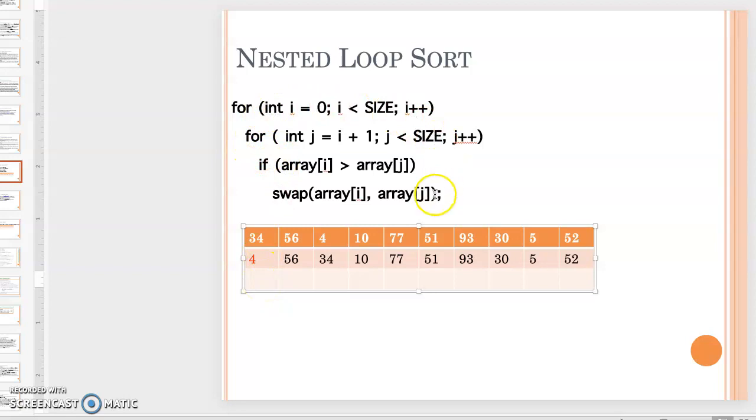After we finish i equal to 0, we come back and increment i by 1. 4 is already in the correct place, so now we target 56. The 56 will be compared with 34, then with 10, with 77, until 52. Whenever this value is greater than the following value, we do the swap. You can see here that after each iteration, one location will have the correct value. For example, in the next one, 5 will be in the correct location, but here I didn't perform the whole thing.